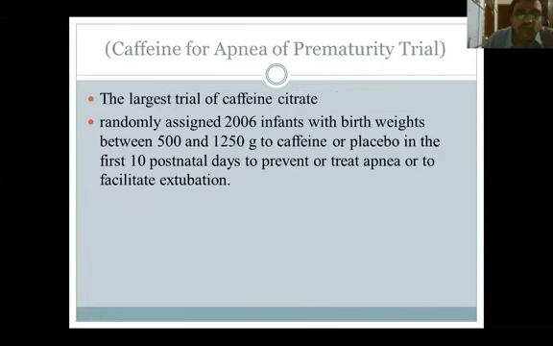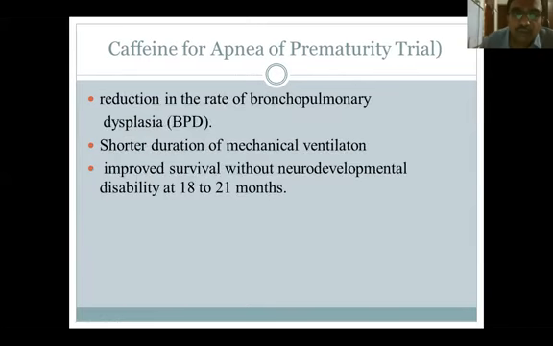Then, if you read about apnea of prematurity, it's the largest trial, the caffeine trial, where caffeine and placebo were given for the first 10 postnatal days to prevent or treat apnea or to facilitate extubation. What I will do is give you the immediate outcome and the long-term outcome. I will not go into detail about what they did in the study. What happens immediately is a reduction of bronchopulmonary dysplasia.